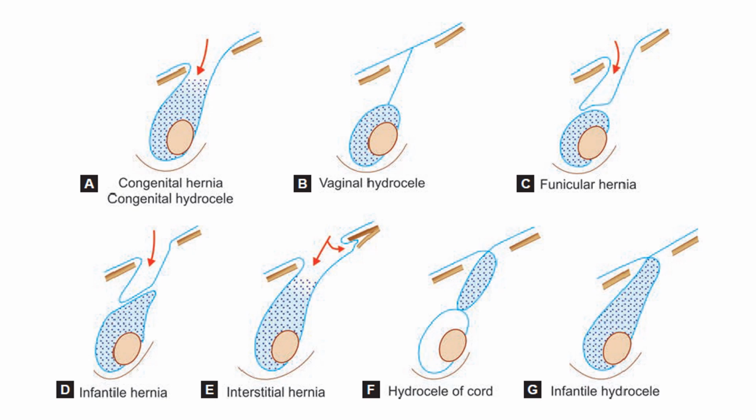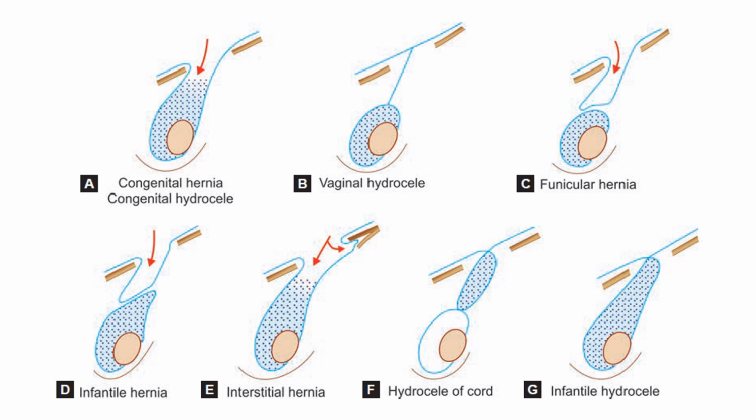Abnormal persistence of the processus vaginalis can lead to the formation of hernia. You can see the different types of hernia here in this figure. We have the interstitial hernia, the funicular hernia, the infantile hernia, and also another condition we have to note at this point will be the hydrocele. That is the collection of fluid within this processus vaginalis or tunica vaginalis. Based on the developmental aspects, there will be different types of hydrocele also.